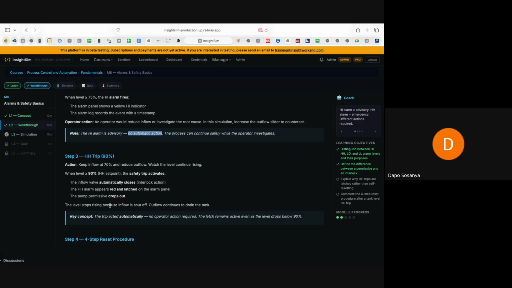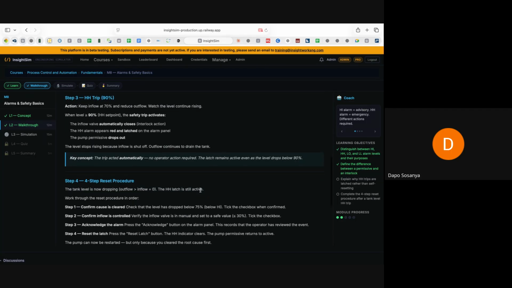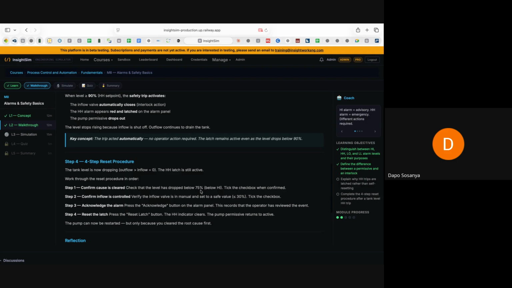The level stops rising because the inflow is shut off. Outflow continues to drain the tank. So the concept here is that the trip acted automatically. No operator action is required. The latch remains active even as the level drops below 90%. And that's what I illustrated on that PLC scenario.